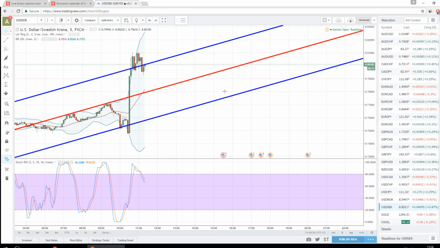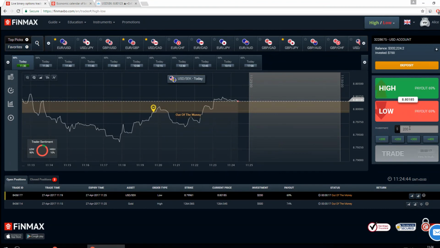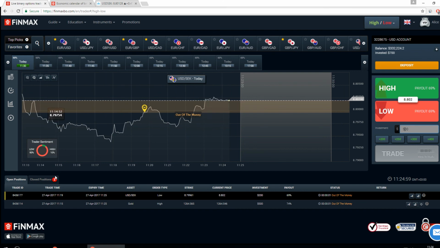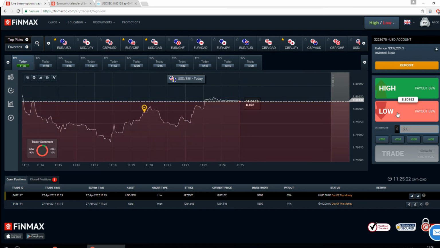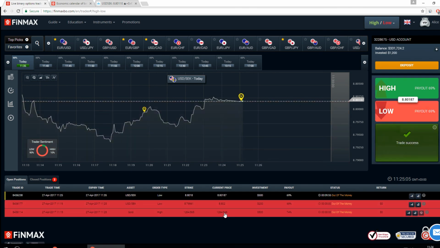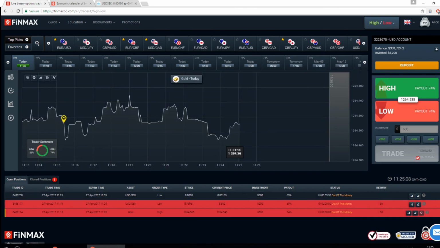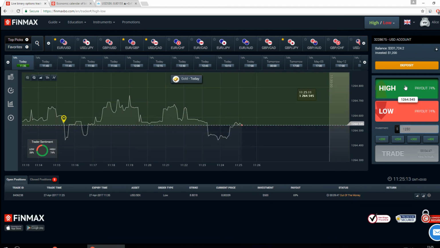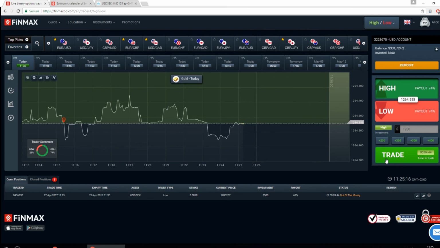I entered for low, and you see that the market moves up, so I will enter for low again with double amount, and after that I will open a trade for gold. Also for 10 minutes, so let's enter.